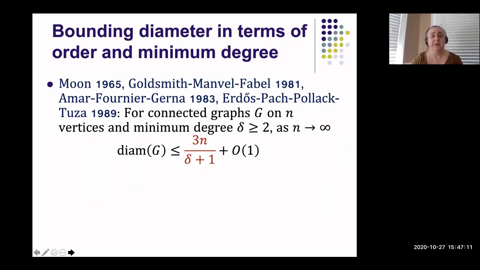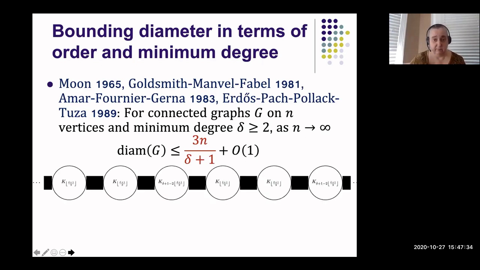So it's an old theorem discovered by many people that if you take a connected graph G on n vertices and minimum degree delta at least 2, then the diameter of G is at most 3n over delta plus 1 plus a big O(1) term, where the big O(1) is as n goes to infinity.